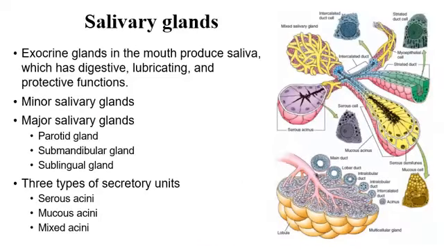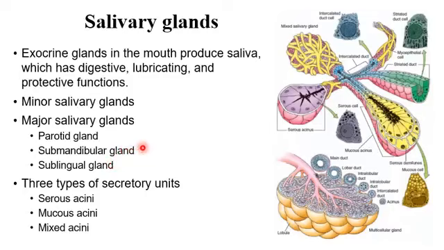Salivary glands are exocrine glands found in our oral cavity. They produce saliva, which has digestive, lubricating, and protective functions. We have minor salivary glands and major salivary glands. Major salivary glands include the parotid gland, submandibular glands, and sublingual glands.